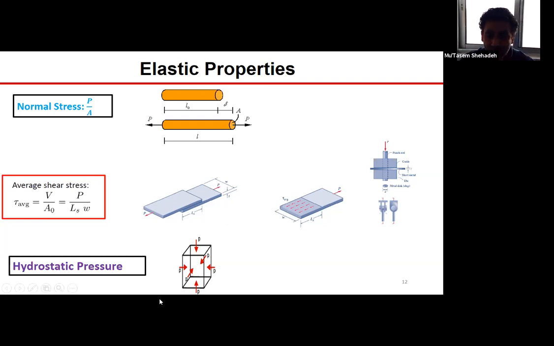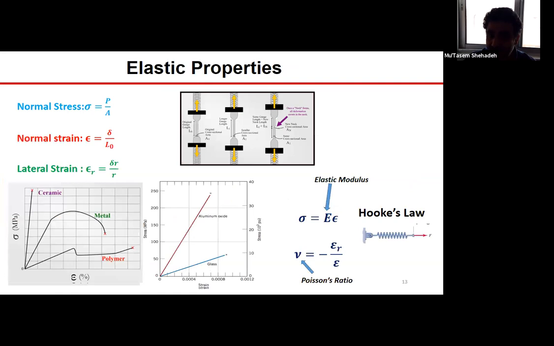Another type of load that is of interest to us is the hydrostatic pressure. That is when the component is subjected to the same level of stress from all three directions. This is, for example, the case if we have a submerged element in water. The stress at all faces of the component is the same. And this type of hydrostatic pressure will lead to a change in the volume of this element.